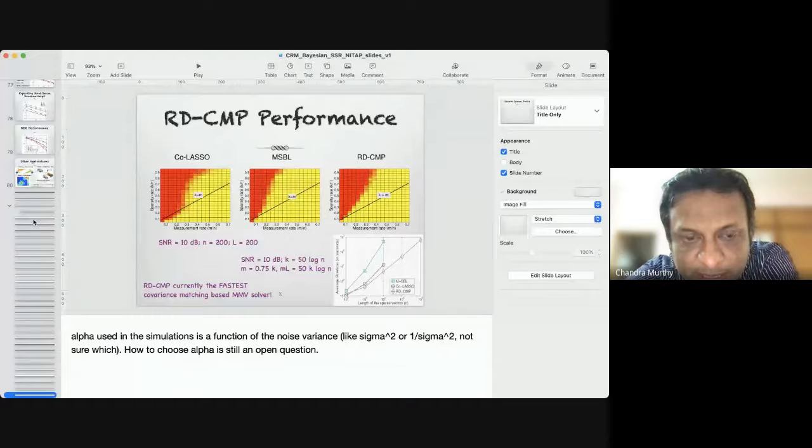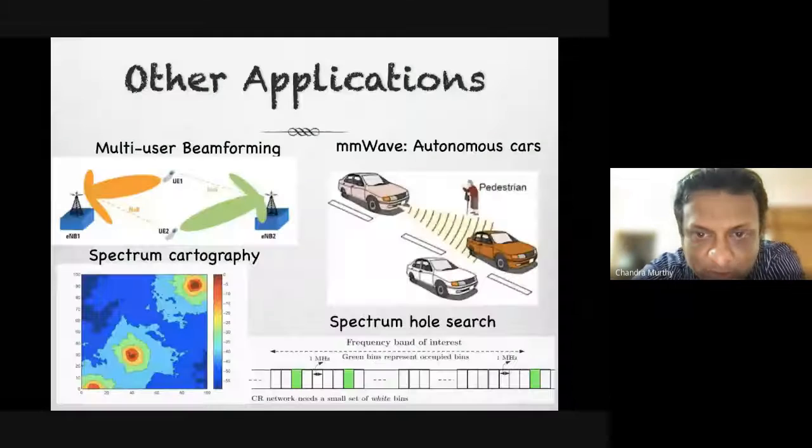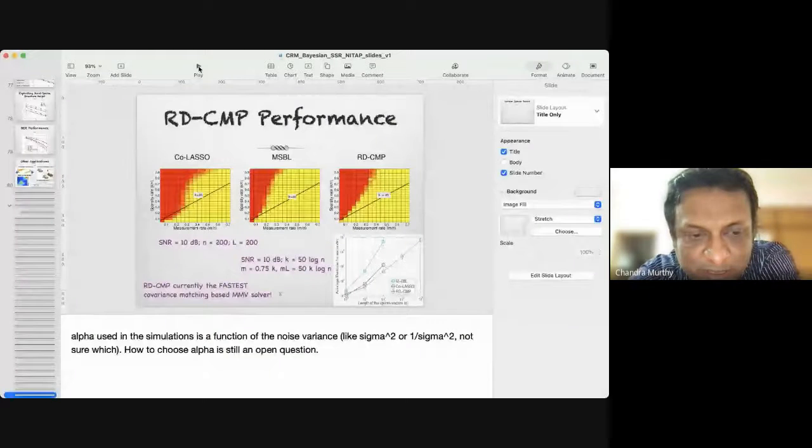You can see that the recovery performance of RDCMP is very similar to MSBL. The amount of yellow you see in both the middle plot and the right plot is very similar. But if you go down in the bottom right, what is shown is the average runtime of these different algorithms. I don't know why it doesn't show the slide because I had not planned to present it. Okay, but doesn't matter.